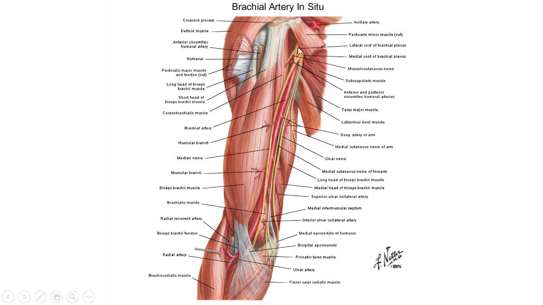From the lateral cord you have the musculocutaneous nerve and the lateral branch to the median. From the medial cord you have the medial branch to the median and the ulnar. This thick one is the ulnar nerve. This is the medial cutaneous nerve of the forearm. It is longer than this one. This is the medial cutaneous nerve of the arm.